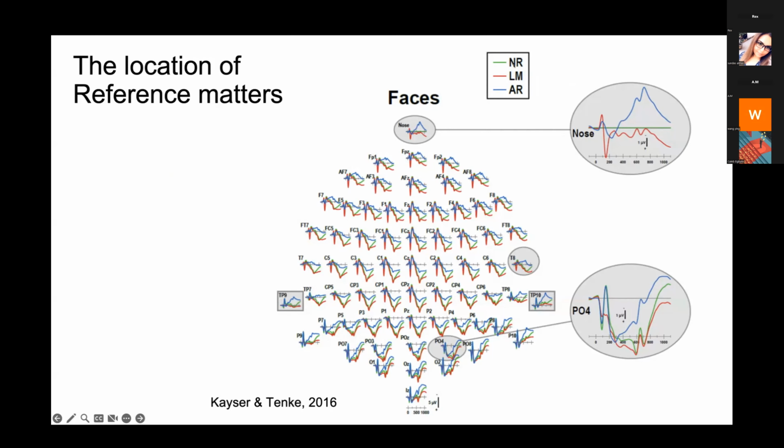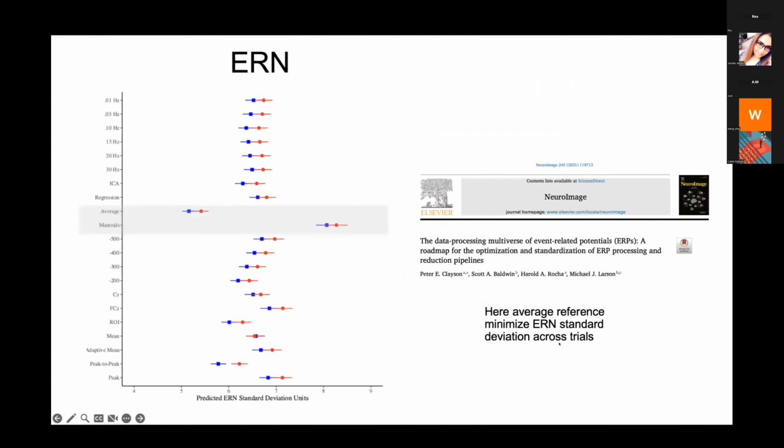So here you see nose reference in green, linked mastoid in red, average reference in blue, and the ERP looks very different. So is there a reference that's better than the others? Well, this paper on the ERN tried different types of reference. You see average versus mastoid, and they found different effect sizes, but a strong overlap between the standard errors. I don't think there was a reference that was better than the others, even though the effect size was stronger here for mastoid.